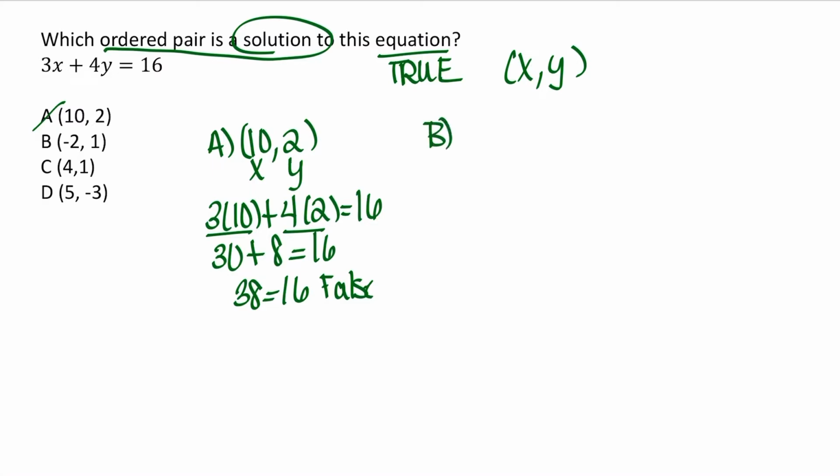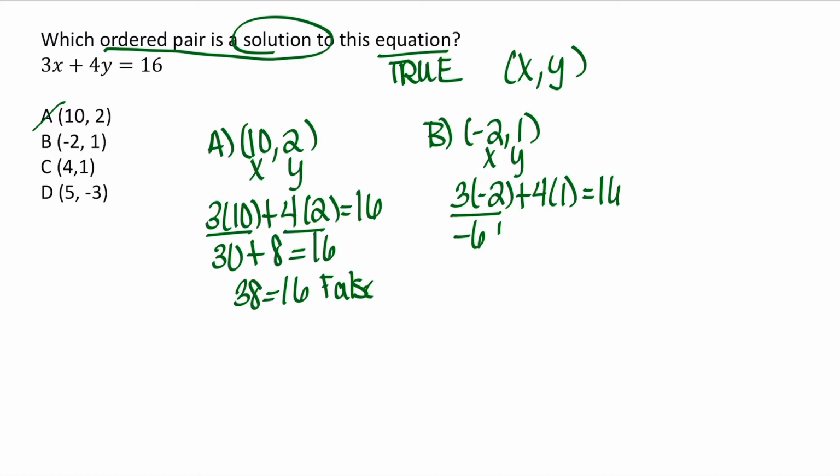Now let's try B. So if we have negative 2, 1, and we plug in for x and y, we get 3 times negative 2 plus 4 times 1 equals 16. So 3 times negative 2 is negative 6, plus 4 times 1 is 4. So negative 6 plus 4 is negative 2. We have negative 2 equals 16, which is false. So B is also not a solution.